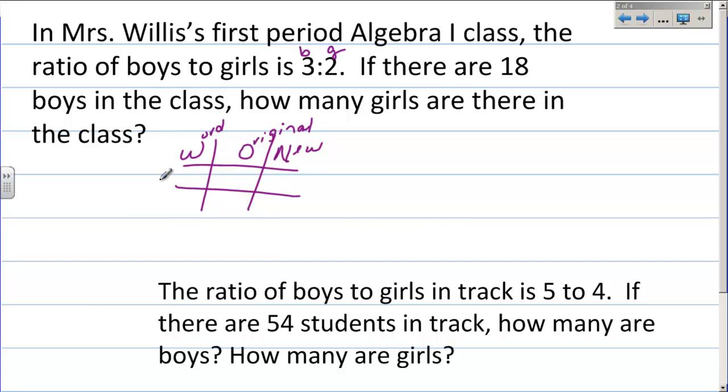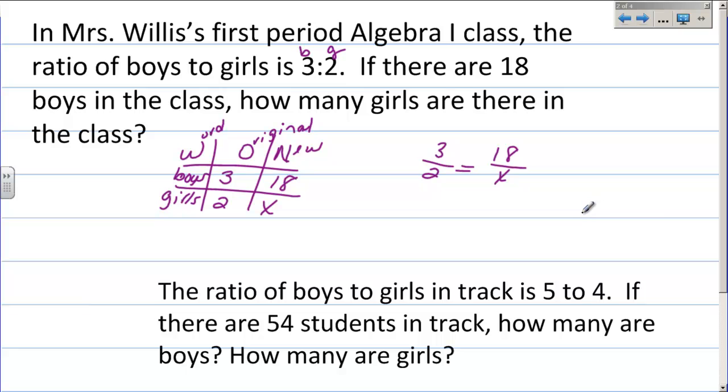So in this problem, our words are boys to girls, because that's the information we're given in the problem. Boys to girls, we know how many boys there are. We want to find out how many girls. Well, our original number of boys is 3 from right here, and our original number of girls is 2. So there's our original. Now our new number. There are 18 boys in the class. So our new number is 18 boys. We want to find out how many girls there are. This sets up our proportion nice and neat. So I have 3 over 2 equals 18 over x.